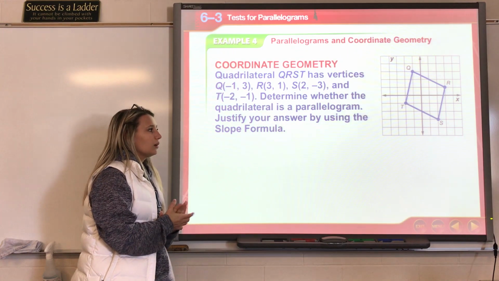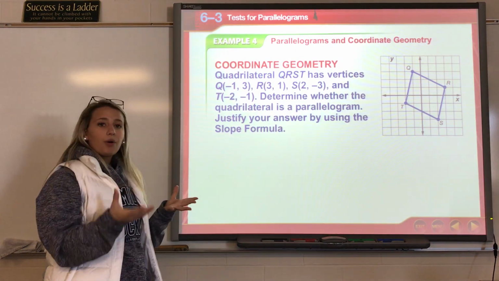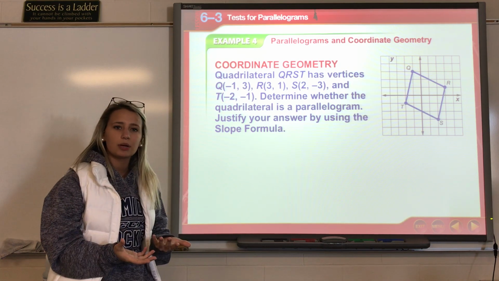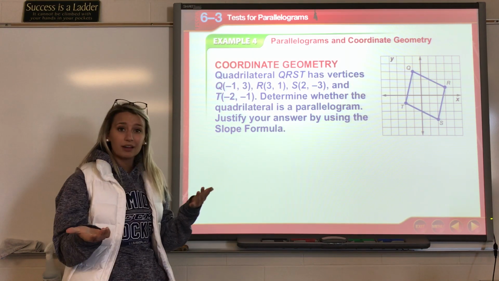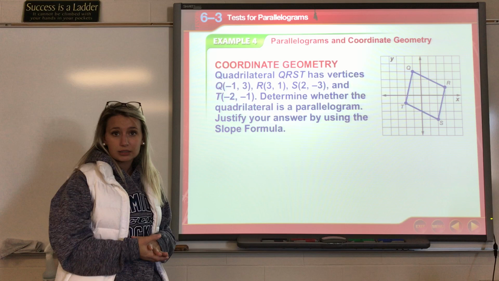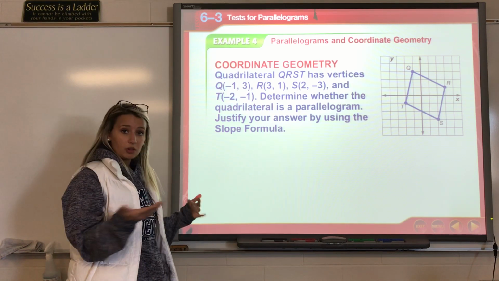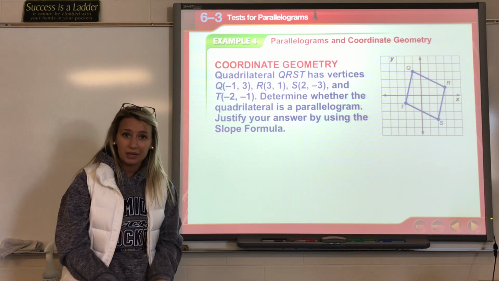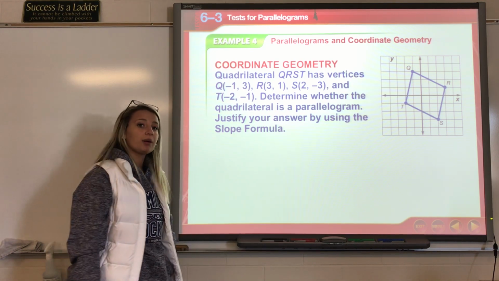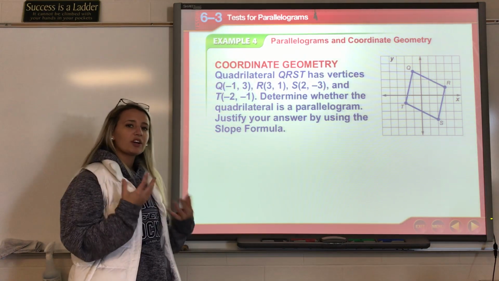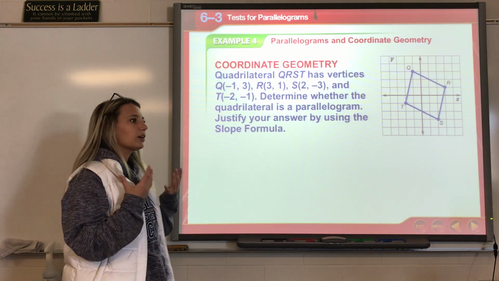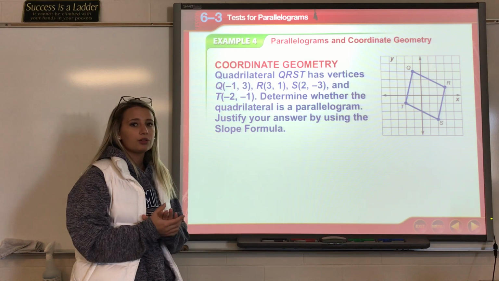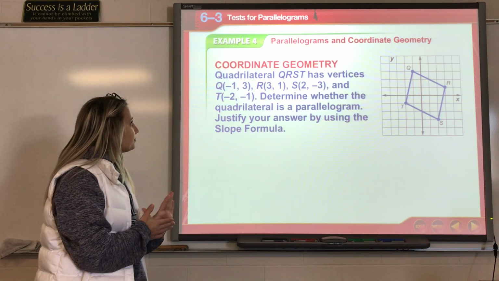So when we're using coordinate geometry with these, we have a couple different tools that we can use. To find the length of one of these segments, we can use the distance formula. To find the slope of a line, we use the slope formula. If we needed to find the midpoint, we could use the midpoint formula. So those are some of our tools. If you're ever in a pickle and you don't know which direction to go, you're going to want to pull from that toolbox.